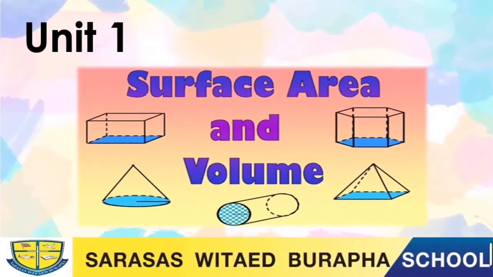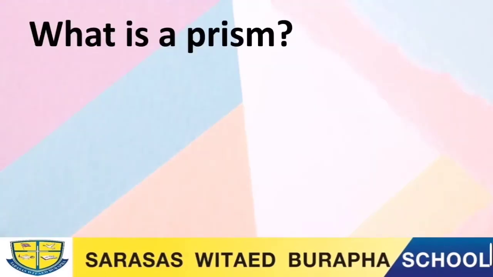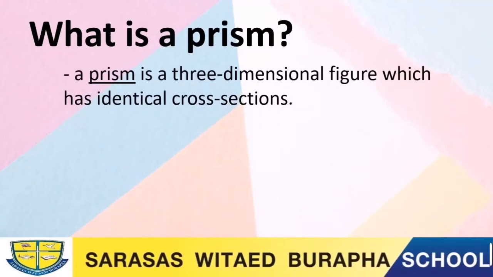Our Unit 1 topic is all about surface area and volume. First, what is a prism? A prism is a three-dimensional figure which has identical cross sections. It has the same cross-section all along the shape from end to end. That means if you cut through it, you would see the same 2D shape as on either end.